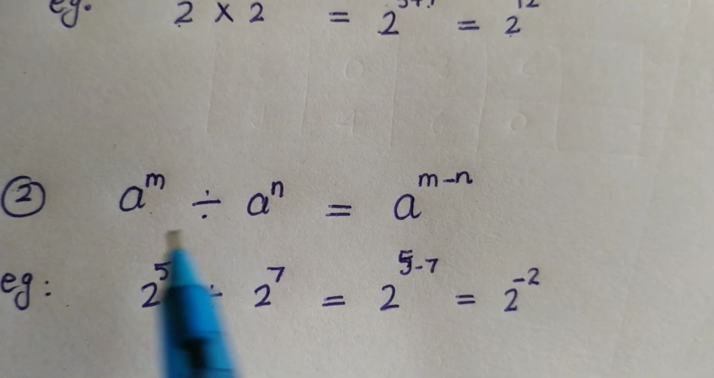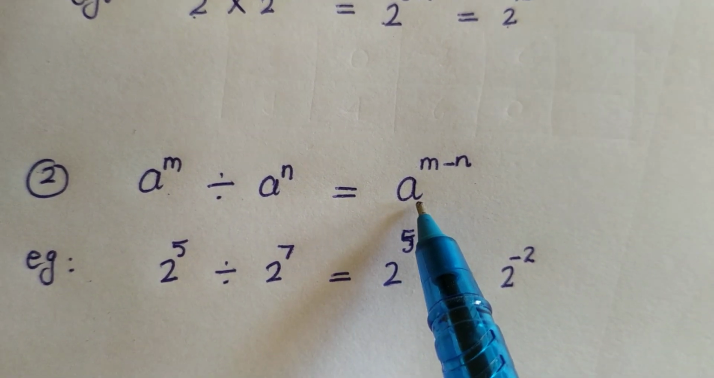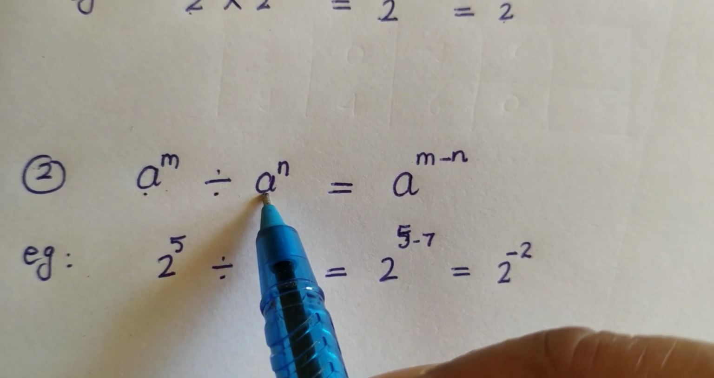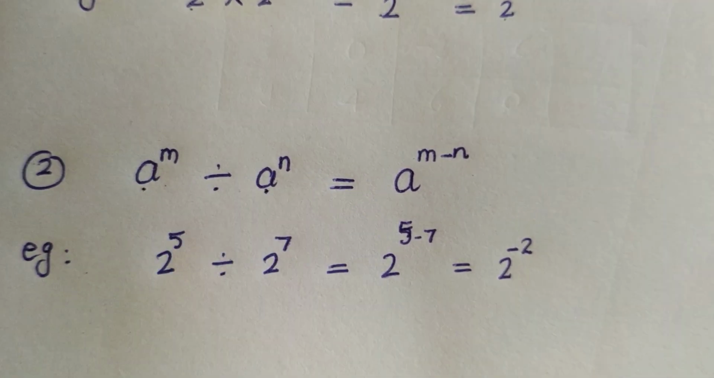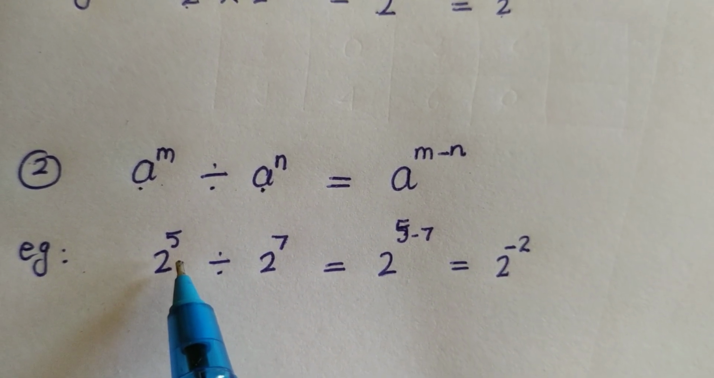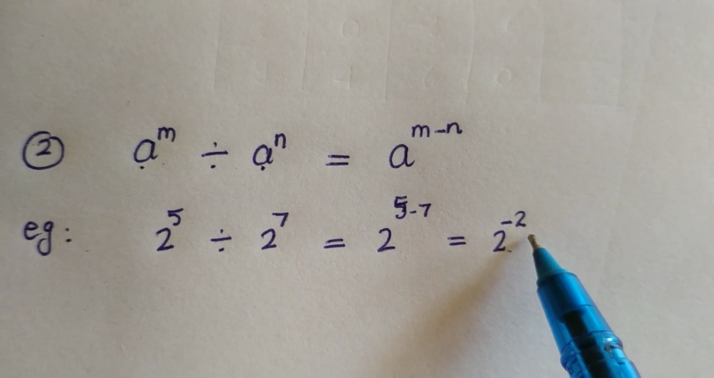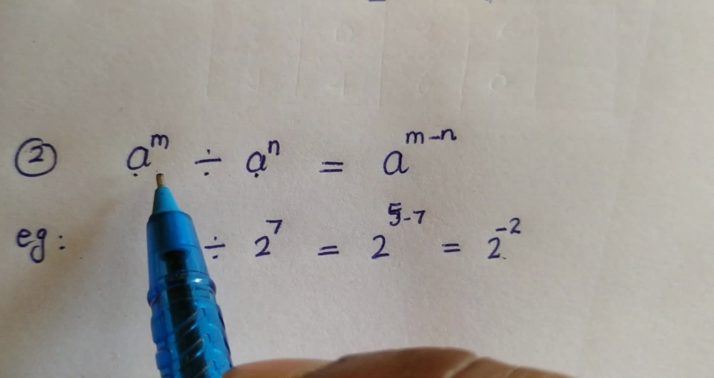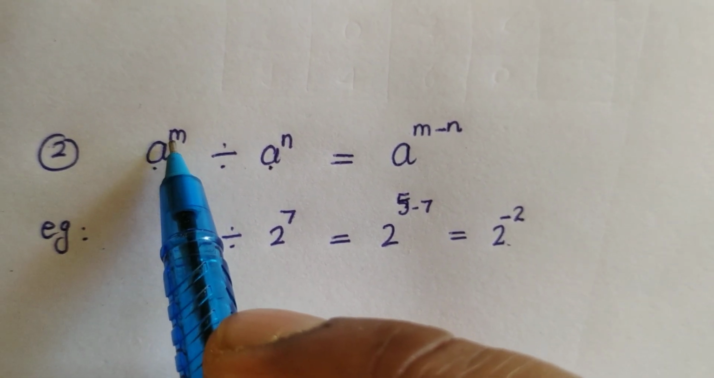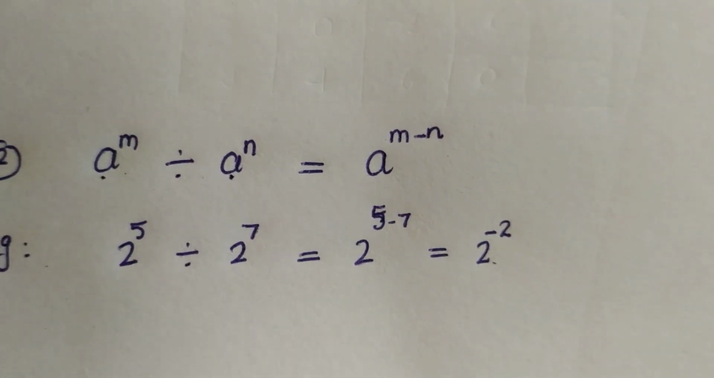Second law is a to the power m divided by a to the power n is equal to a to the power m minus n. Here also both have same base a, but power may be different. Example is 2 to the power 5 by 2 to the power 7 is equal to 2 to the power 5 minus 7 is equal to 2 to the power minus 2. Now always remember, power may be equal or different, the rule never changes.